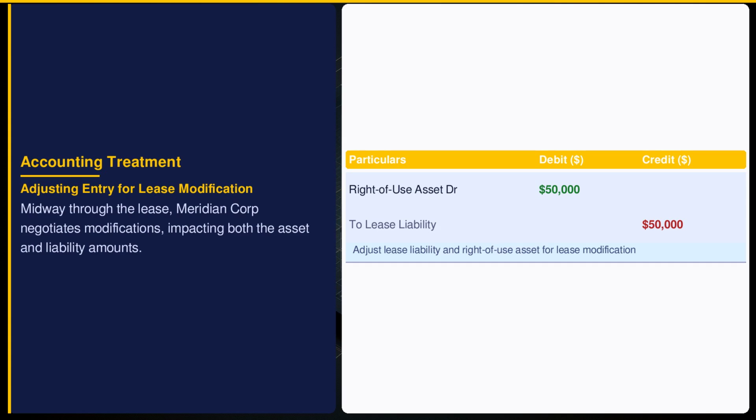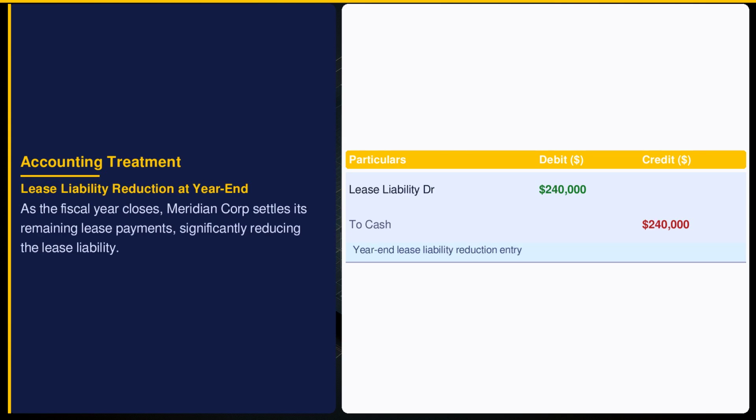ASC 210 dictates recalculating to reflect new terms, ensuring that financial statements accurately portray ongoing obligations. This $50,000 adjustment highlights Meridian Corporation's proactive management and flexibility in lease negotiations. Year-end adjustments are crucial for accurate financial reporting. By reducing the lease liability by $240,000, Meridian Corporation aligns its books with actual cash flows and obligations.